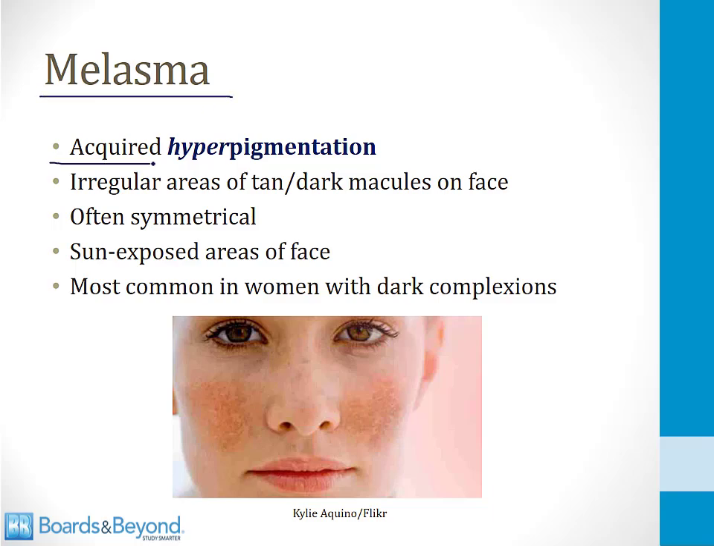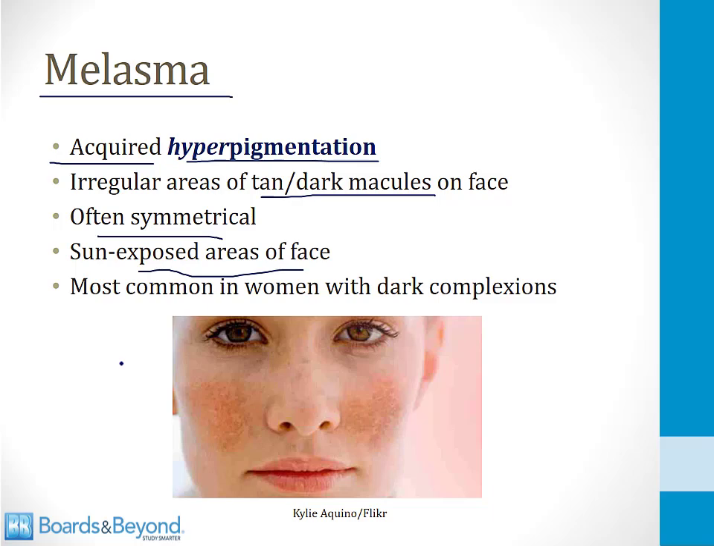Melasma is an acquired disorder, so it is not genetic, it is not inherited, and you can think of it as the opposite of albinism. In this disorder, there's hyperpigmentation, meaning excess melanin present in parts of the skin. This disorder most commonly occurs among women, and it leads to irregular areas of tan dark macules on the face. These are often symmetrical, and they're often in sun-exposed areas of the face.